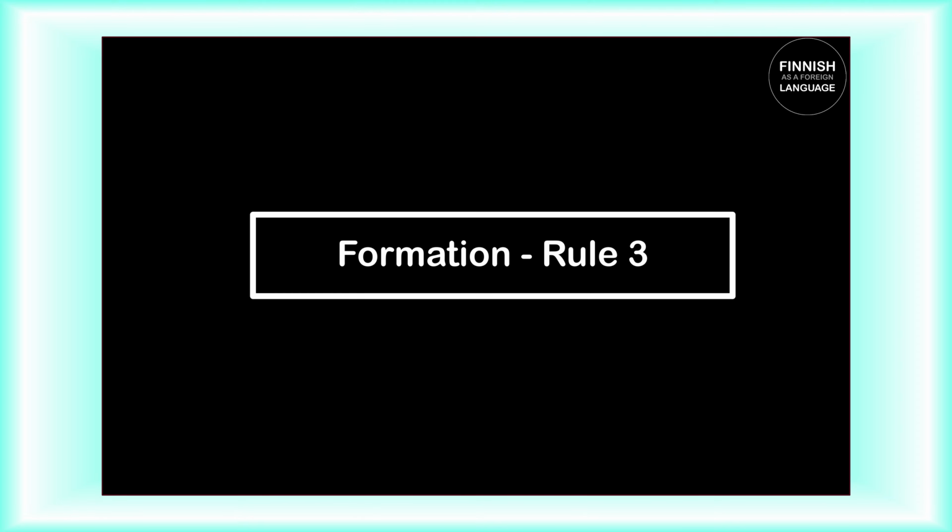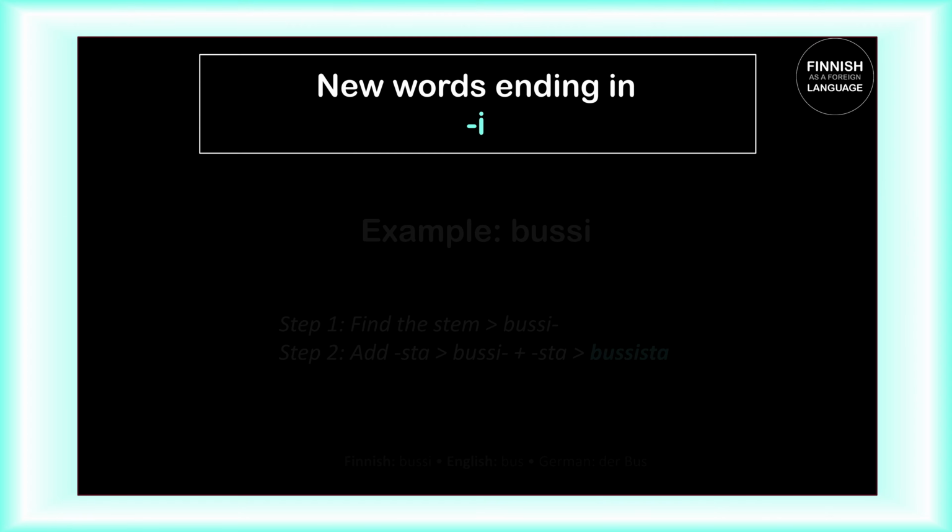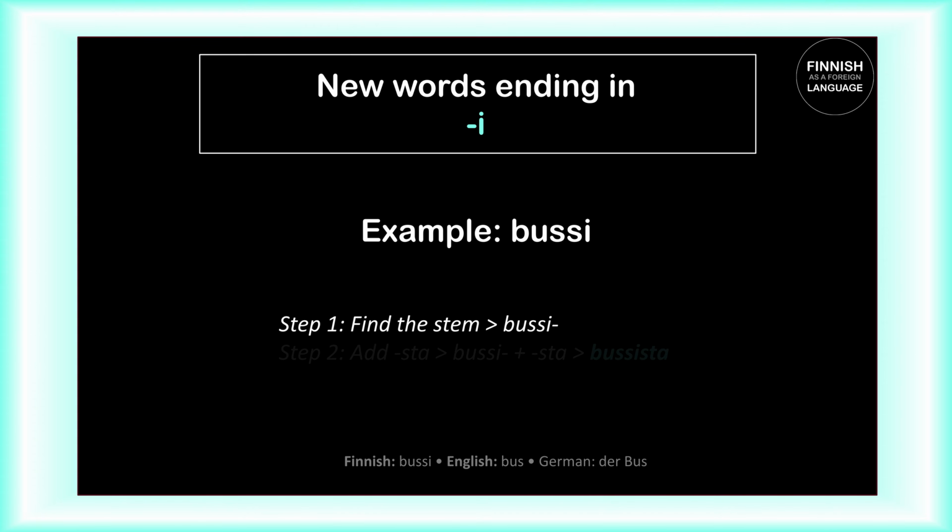Next one, rule number 3, new words ending in i. So let's take a look at one example. Bussi means bus. In the first step we have again to find the stem, which is bussi, and then in the second step we have to add sta to the stem, which means we have bussi plus sta is bussista, which means out of the bus.